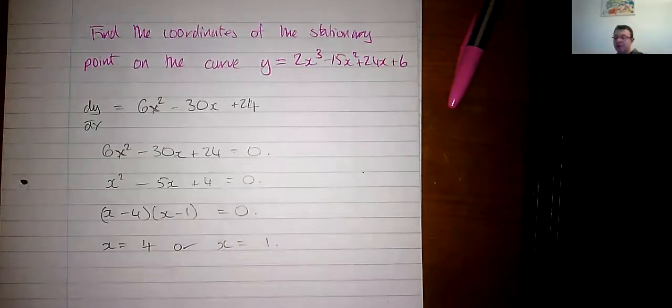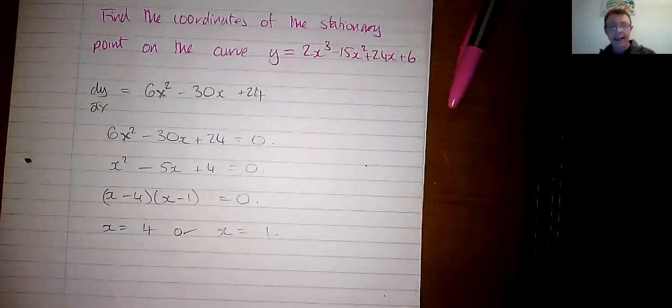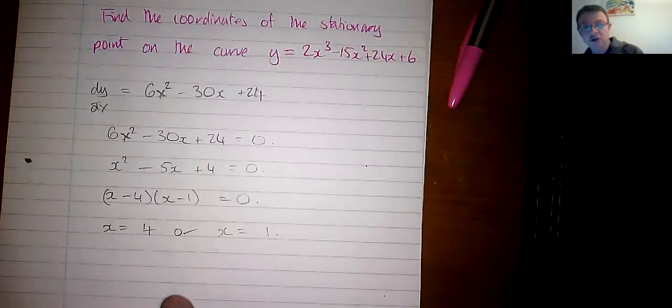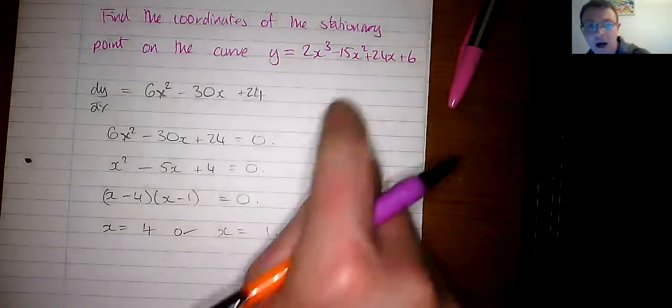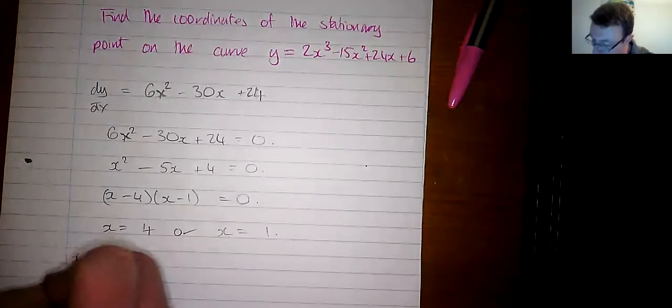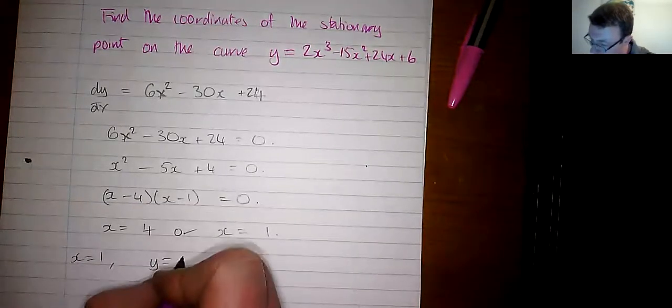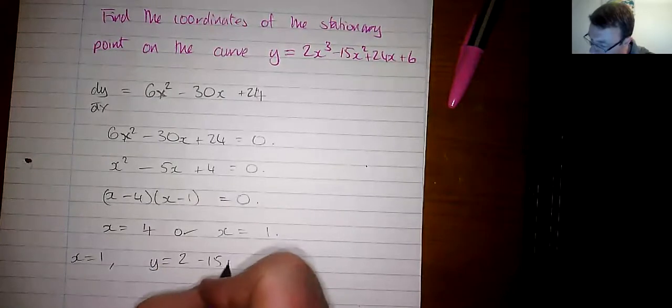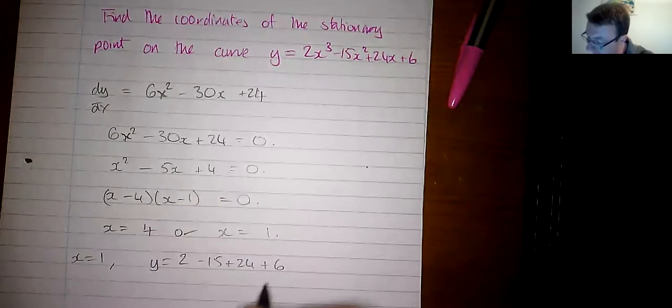There's me 2 values for x. And each of those gives me a stationary point. So I'm going to sub them into y and work out what the y coordinate is. So say I do the 1. So x equals 1, y equals 2 take away 15, add 24, add 6. So what's that?